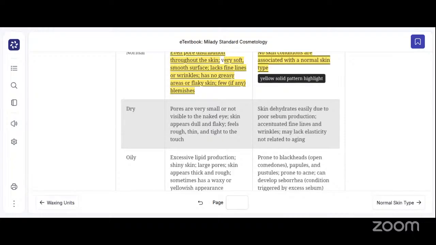Here's one thing with dry skin: the pores are small or not visible to the naked eye. The pores have to have some type of shape, some type of opening. If the pores are too tight, then there will be no sebum stored in those pores to give the skin its moisture. So pores are very small or not visible to the naked eye. Skin appears dull and flaky, feels rough, thin, and tight to the touch. Here's what we do.